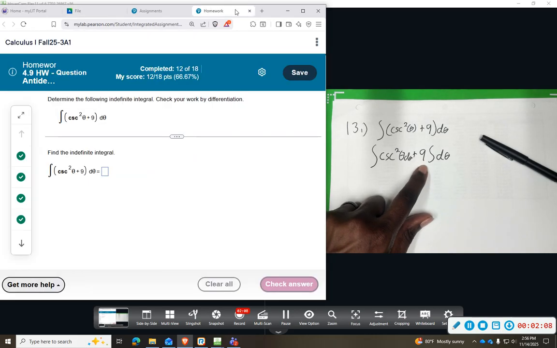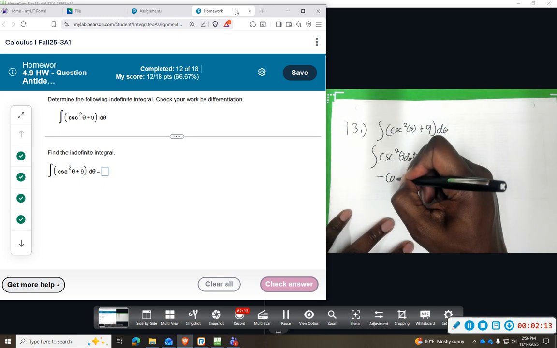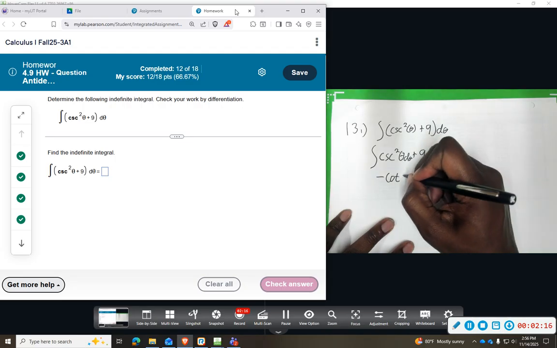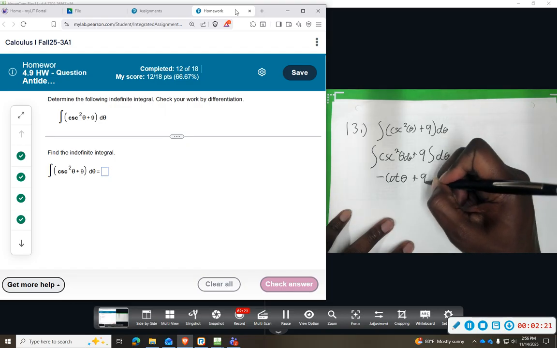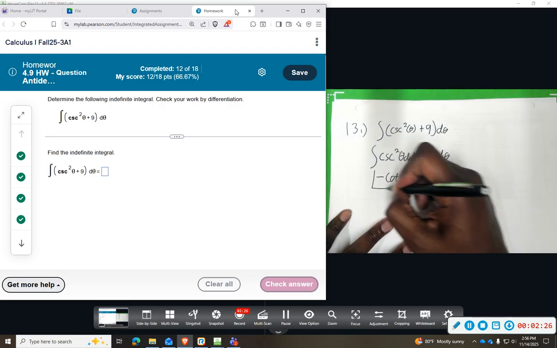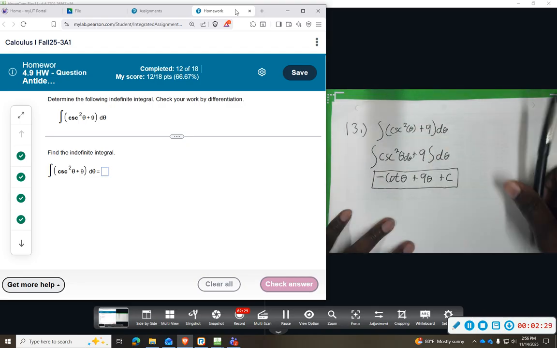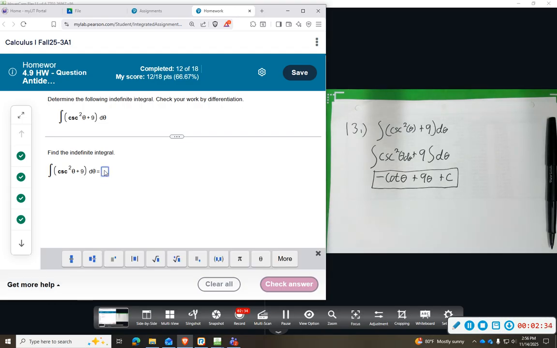So based on the given, this will be a negative cotangent of theta plus 9 times theta plus c. So this will be our antiderivative integral for number 13: negative cotangent of theta plus 9 theta plus c.